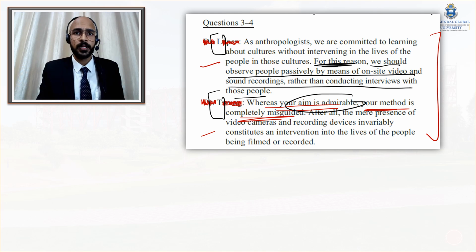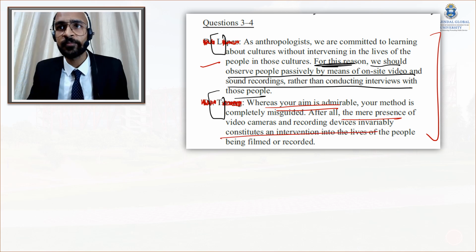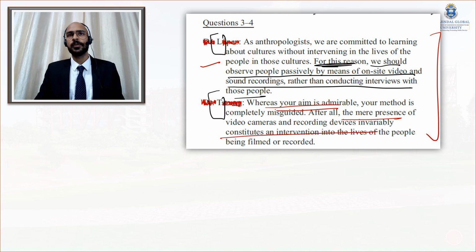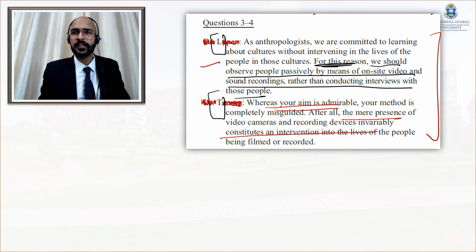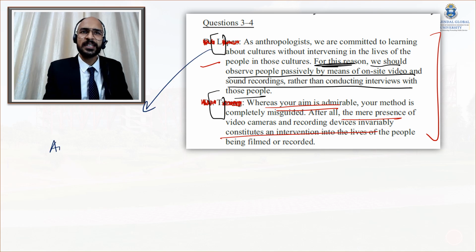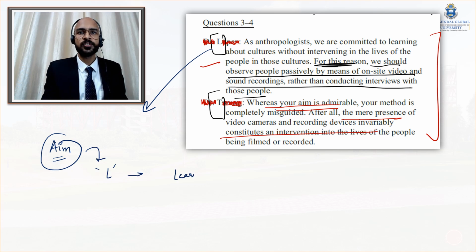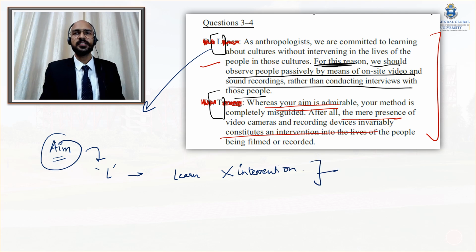"After all, the mere presence of video cameras and recording devices invariably constitutes an intervention into the lives of people being filmed or recorded." So now if you look at what L has said here, what perhaps is the aim of L? Perhaps you can understand that the aim of L is that you need to learn about a culture without intervention, right? That is the aim of L. And as far as this aim is concerned, T also agrees.